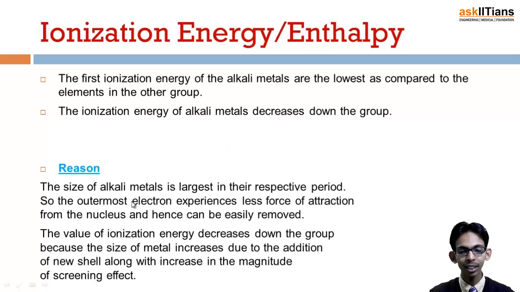Again, the reason is that the size of alkali metals is large in their respective period, so the outermost electron experiences less force of attraction from the nucleus and hence can easily be removed. The value of ionization energy decreases down the group because the size of the metal increases due to addition of a new shell along with an increase in the magnitude of the screening effect.